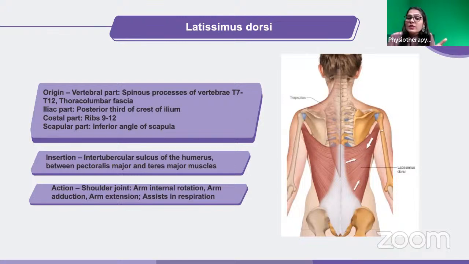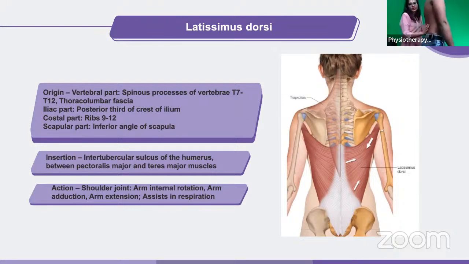latissimus dorsi. As you can see in the picture here, it has four parts. One is the vertebral part, which you can see here. Another is the iliac part, which is present here. Next is the costal part, that is, it has attachment to the ribs also. It also has attachment to the scapular part. And all this will get inserted into the humerus, at the intertubercular sulcus. We have studied this, right? A lady between two majors, that is pectoralis major and teres major.